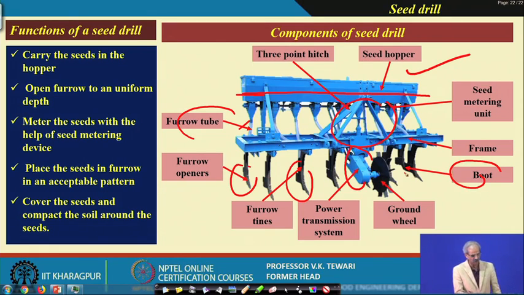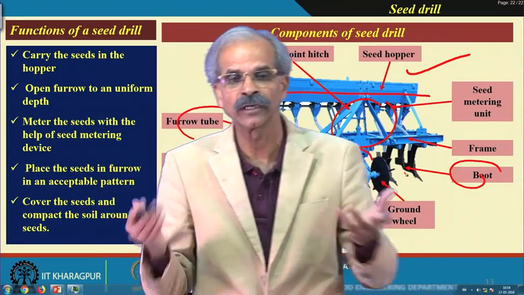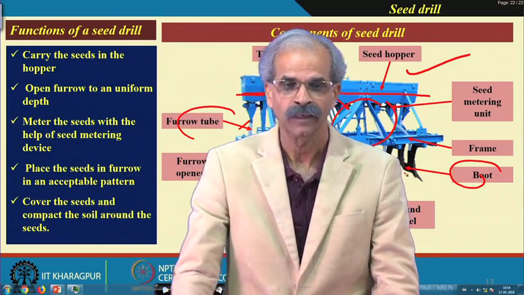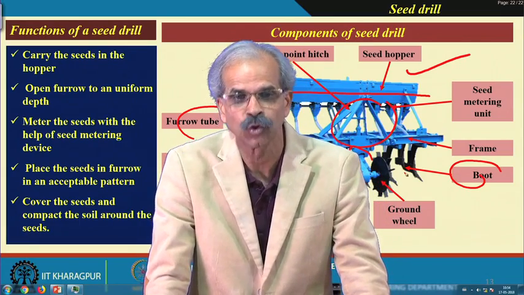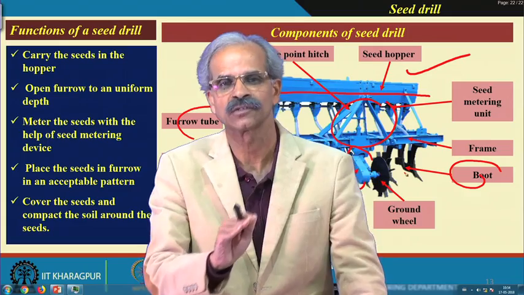Definitely it will carry the seeds in the hopper, open the furrow, then meter the seeds, place the seeds at the required depth, and then operate. In fact, you should see that the seed is pressed and then loosely covered, because it has also been seen in literature that you need about 34 to about 69 kilopascal of pressing of the seeds in the soil.